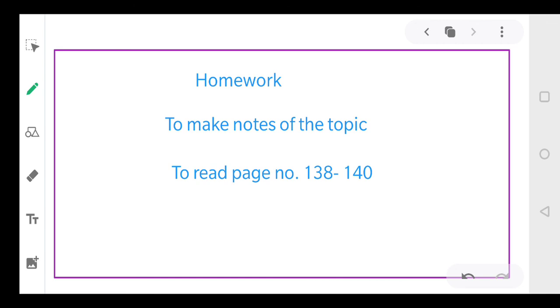Okay, so today's homework is that you will make notes of this topic. You will read page numbers from 138 to 140, and you will underline the important points. You will try to frame the 1-mark questions, and especially focus on those words which are highlighted in black. And if there is any doubt or any query that you feel, you can discuss with me.